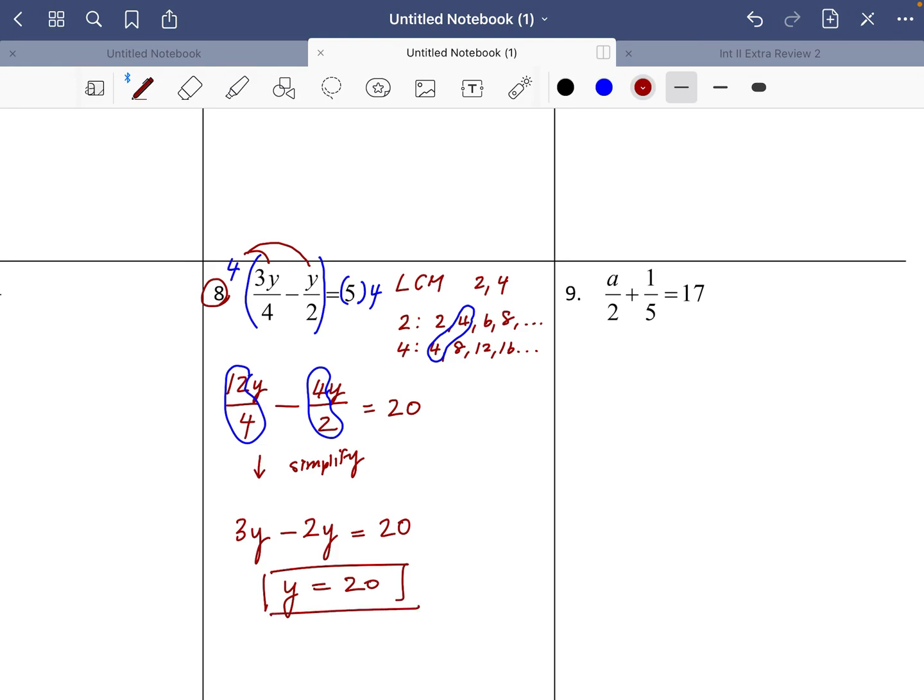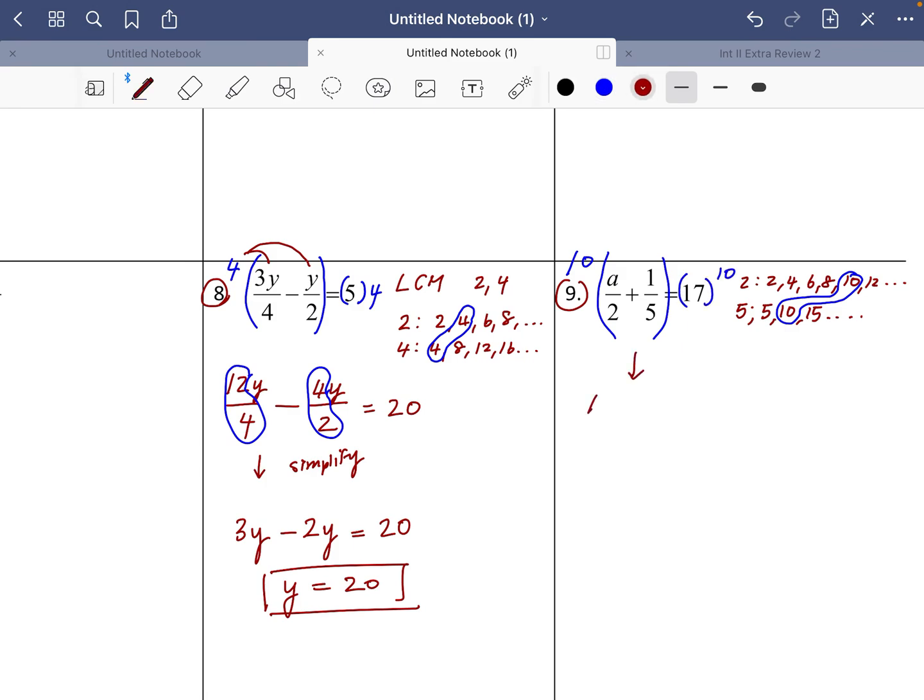Okay, so then let's try number 9. Multiples of 2 are 2, 4, 6, 8, 10, 12, and so on. Multiples of 5 are 5, 10, 15, and so on. But the number they have in common is going to be 10. That's the smallest common multiple they have. So I'm going to multiply both sides of the equation now by 10.